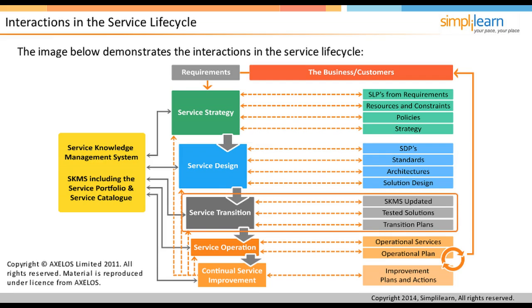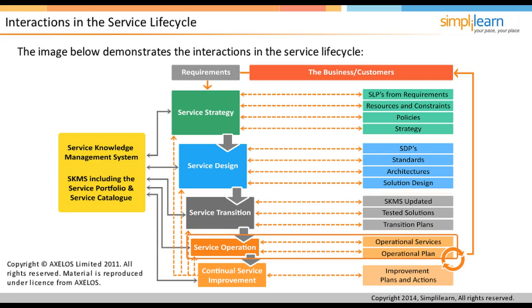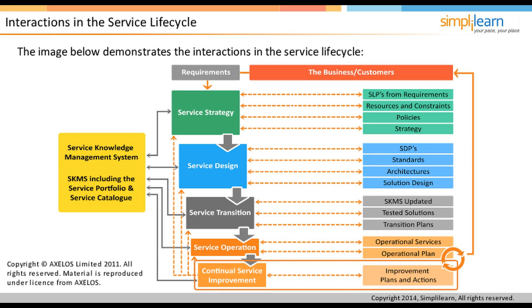The SDP passes to the service transition stage, where the service is evaluated, tested, and validated. In this stage, the Service Knowledge Management System, or SKMS, is updated. The service is also transitioned into the live environment, where it enters the service operation stage. The continual service improvement identifies opportunities for the improvement of weaknesses or failures within any stage of the lifecycle. In the next screen, we will focus on the relationship between governance and ITSM.